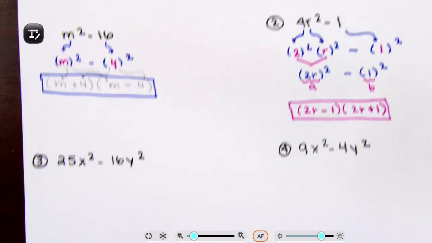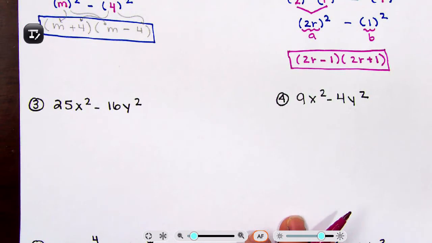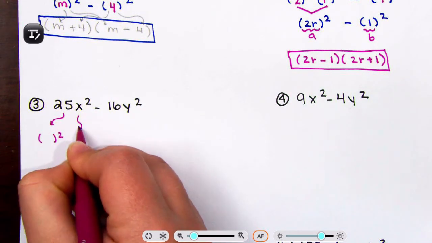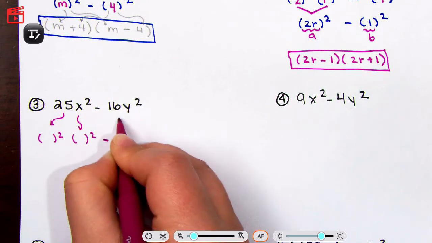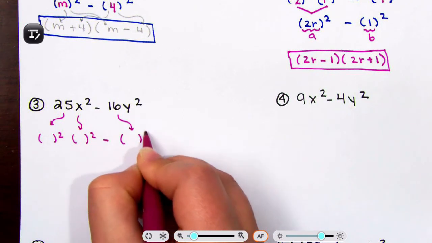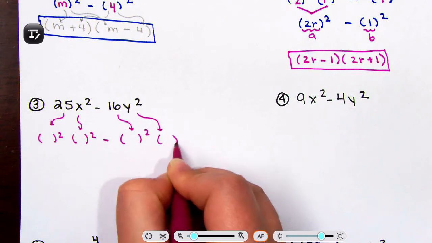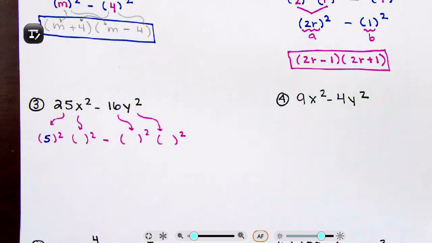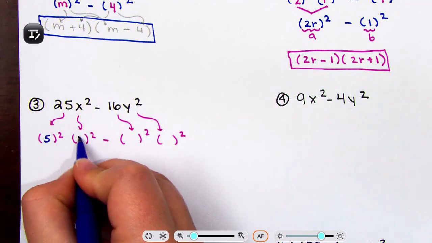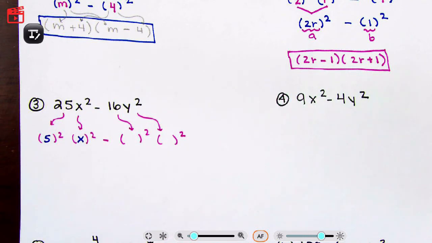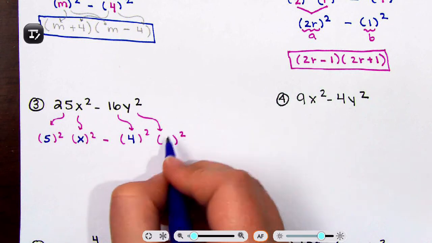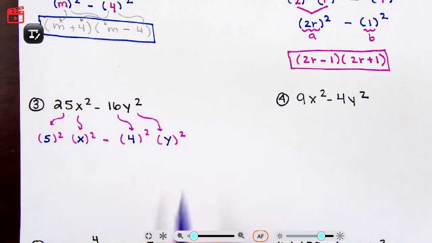Moving on to example number 3. 25x squared minus 16y squared. So again, rewrite this as a bubble squared minus a bubble squared. Inside the bubble, 5 times 5 is 25, so 5 goes in here. x times x is x squared, so x goes in here. 4 times 4 is 16, so 4 goes in here. And y times y is y squared, so y goes in here.